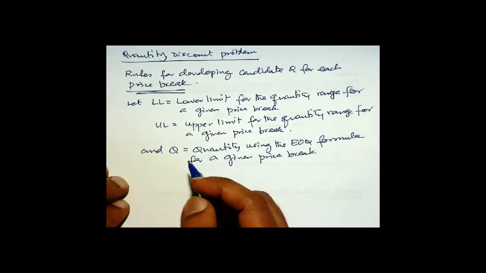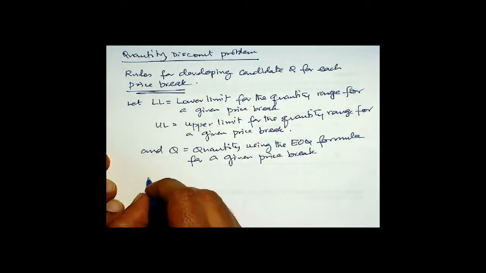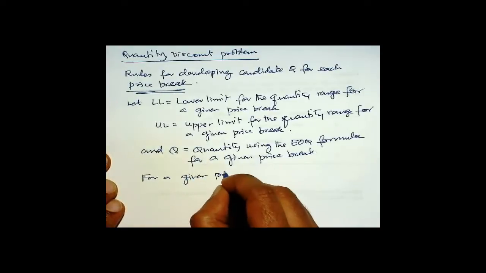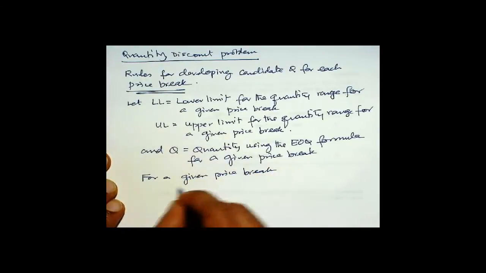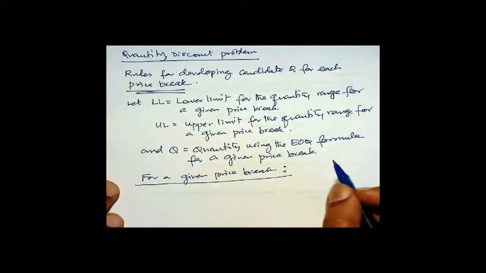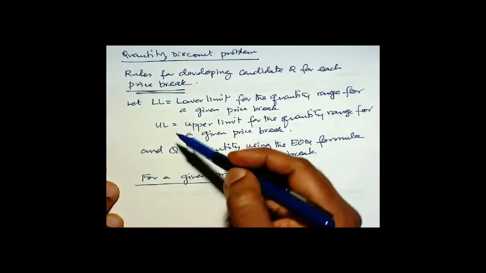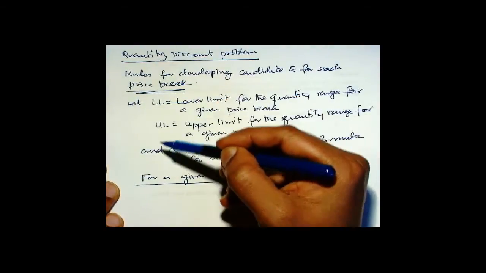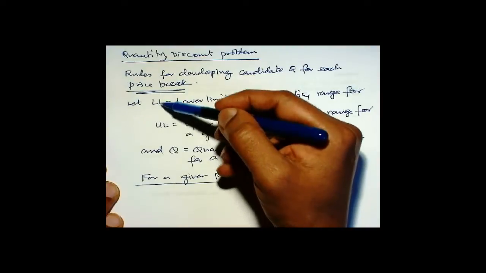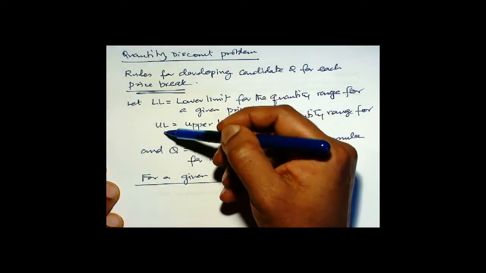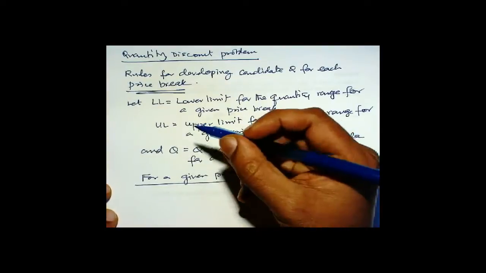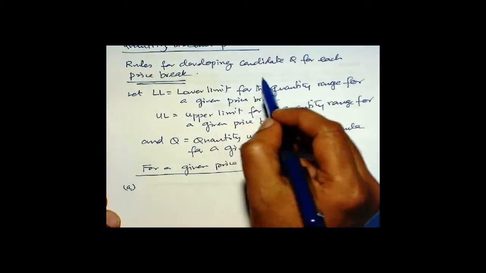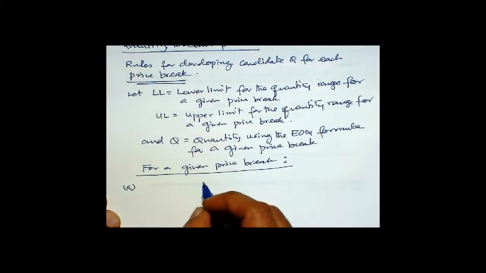Okay. So for a given price break, now you compute Q, then there are three possibilities. The Q may fall below the lower limit, or the Q will be between the lower and the upper limits, or Q will be above the upper limit. Okay. So how do we deal with developing your candidate Q in each of those three cases?